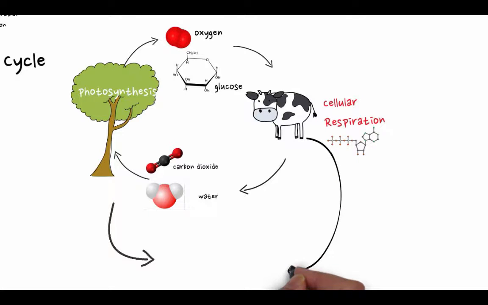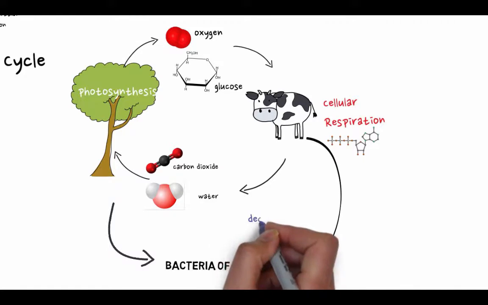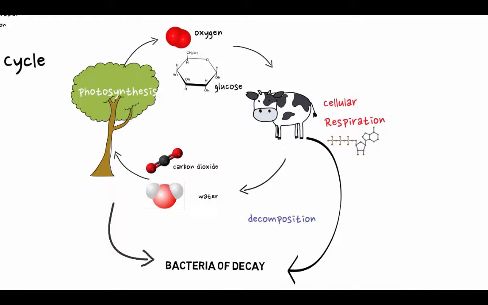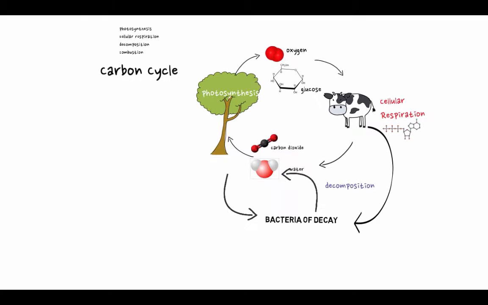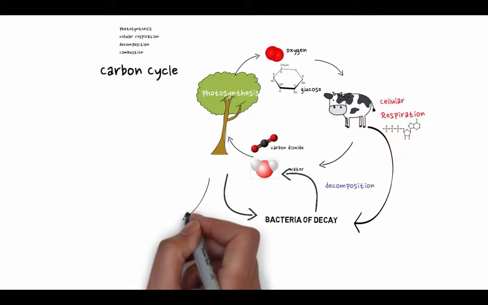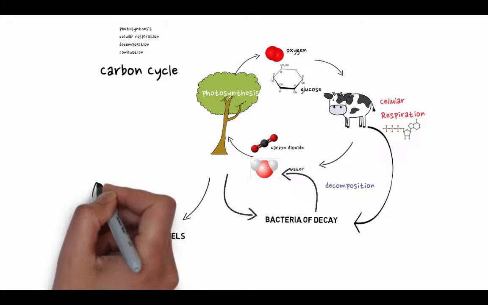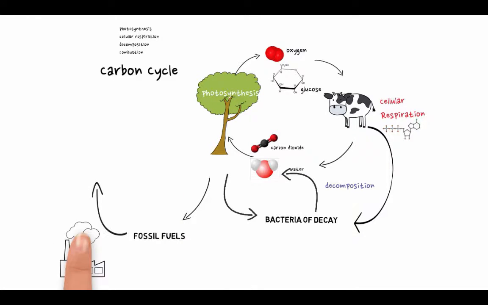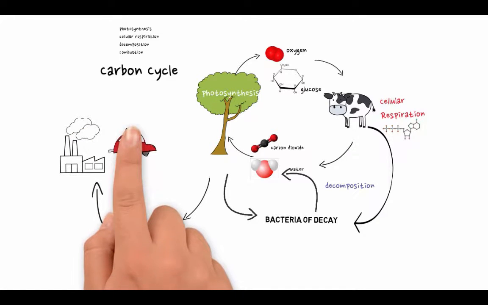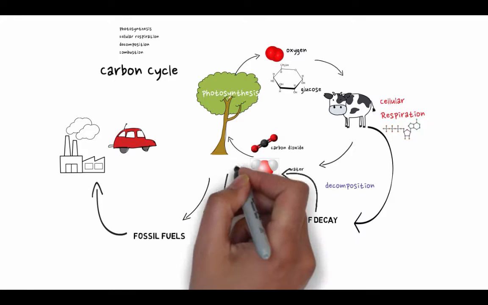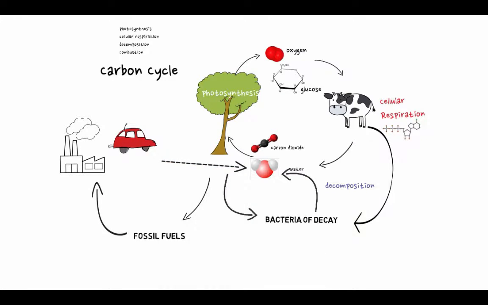When plants and animals die, bacteria of decay or other detritivores break them down in the process of decomposition. Decomposition returns stored organic compounds back into the atmosphere. Long ago, fossilized plant parts were converted into fossil fuels. Humans discovered the stored energy in these fuels and depend on them for electrical power, for industry, and for transportation. The process of combustion combines these fuels with oxygen and returns the carbon dioxide into the atmosphere.